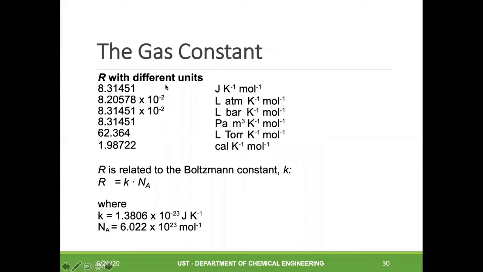Now, for R with different units, one of the common values of R is 8.314 joule per mole Kelvin. This has been derived in terms of STP. If you substitute pressure as 101.3 kPa, volume as 22.4 cubic decimeter, and temperature as 273.15 Kelvin, you'll get 8.314. Sometimes we use 0.08206 liter atmosphere per mole Kelvin. And take note that R is related to the Boltzmann constant k, wherein R is equal to k multiplied by Avogadro's number.